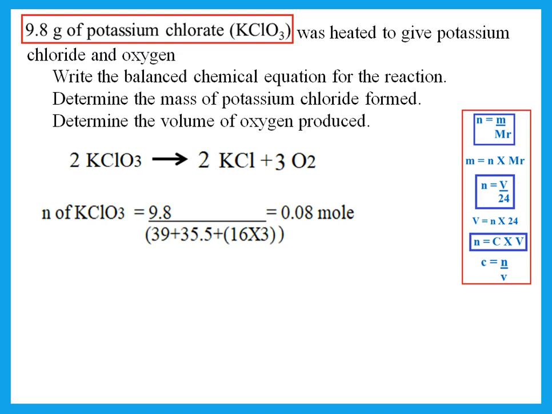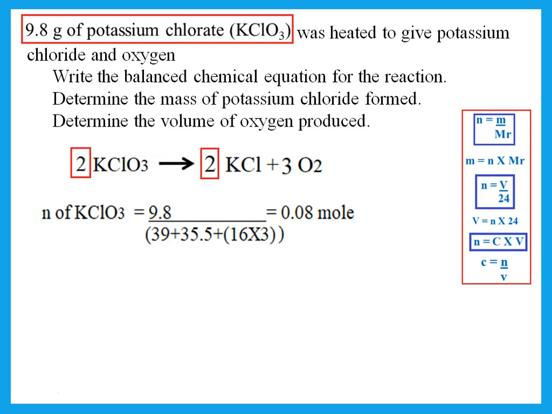Now, what is he asking about? He's asking about potassium chloride. I look at the balanced equation. The balanced equation tells me 2 of potassium chlorate gives 2 of KCl. That means the number of moles of KCl is the same as the number of moles of potassium chlorate. So number of moles of KCl is the same as what I got.